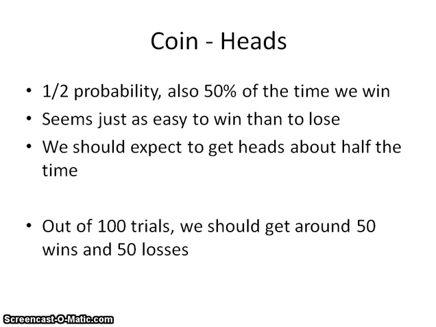Alright, so the first thing, let's look at the coin. It's one half probability. It's also 50% of the time that we win. It seems just as easy to win as it is to lose, so we should expect to get heads about half of the time. The other times we'll get the tails. And we'll use a number just to kind of conceptualize it. Out of 100 trials, we should get about 50 wins and 50 losses. The thing is, we're not guaranteed to get 50 wins and 50 losses. Technically, we could flip a coin 100 times, and every single time it could land up heads. Is that going to happen? Most likely not, because that's a really, really difficult thing to do. And we'll look at how that plays a role in this.